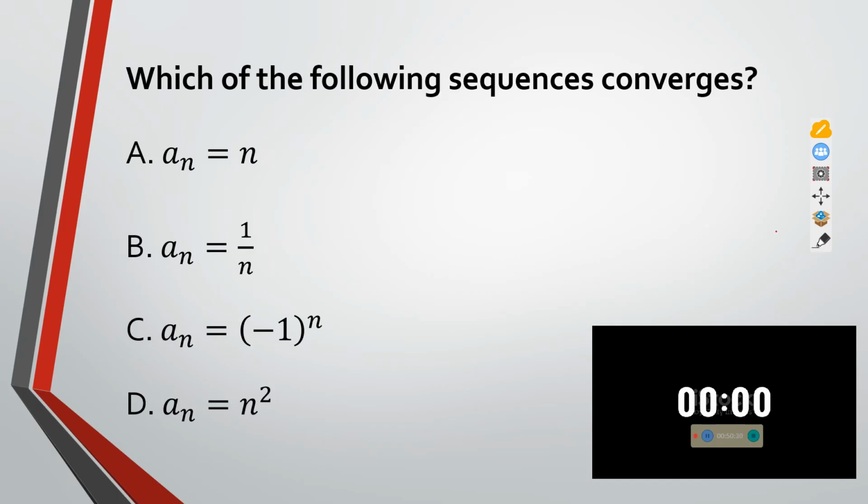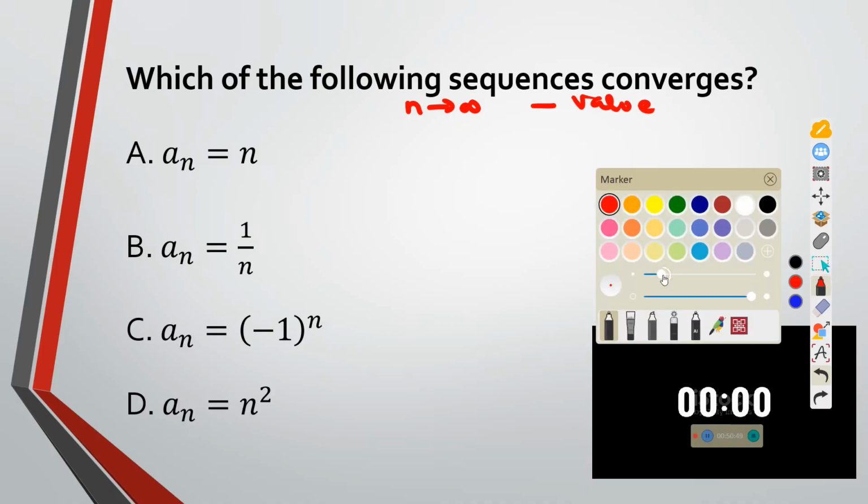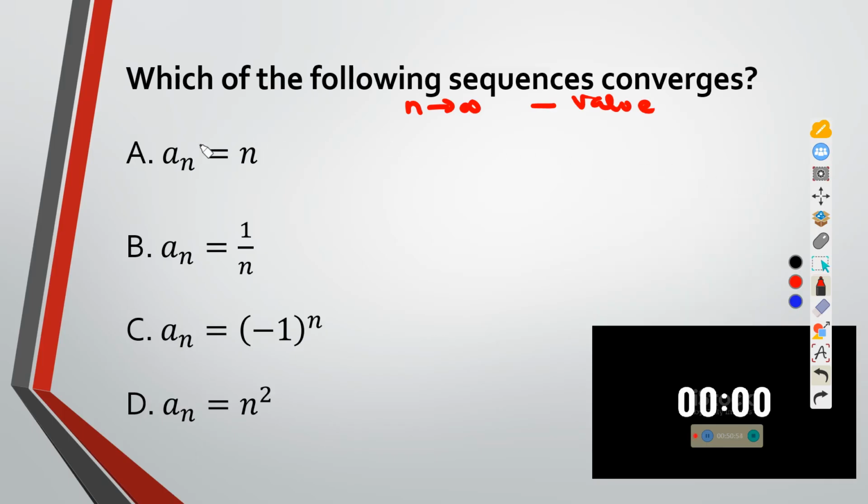Which of the following sequences converges? So which of these converges? For convergence, as n tends to infinity, the terms of the sequence should be coming to a given finite value. So for that case, let us look at each of these terms.